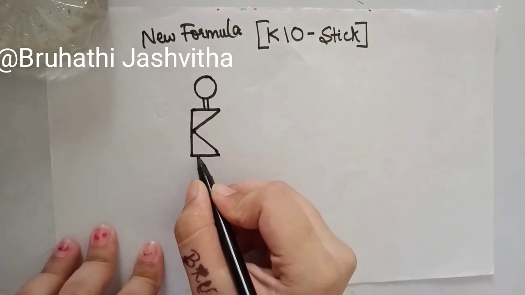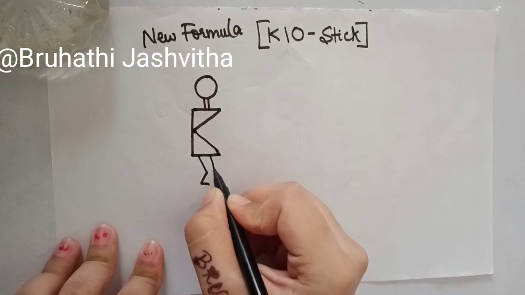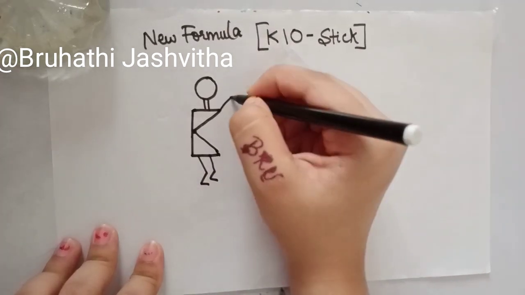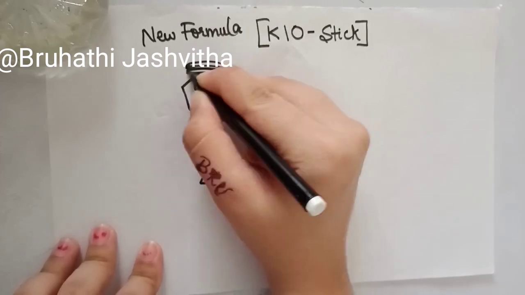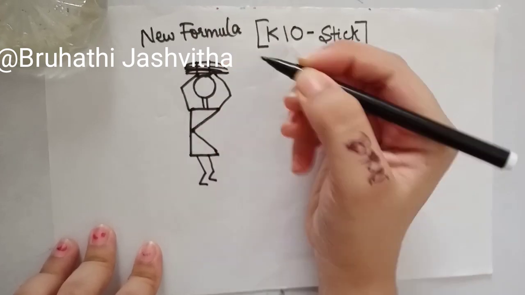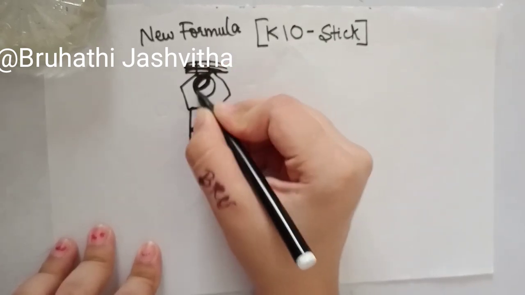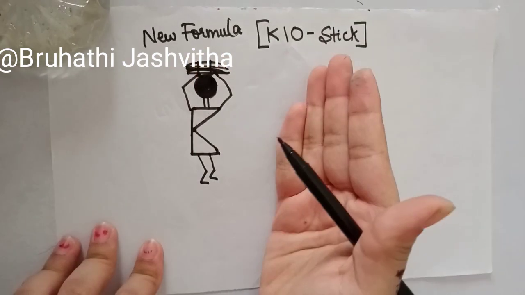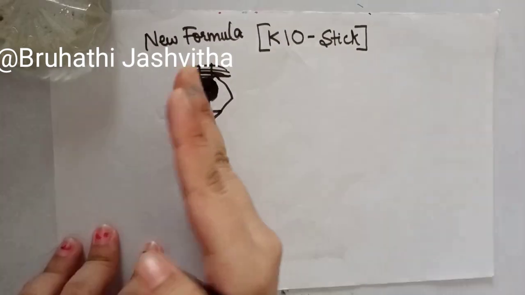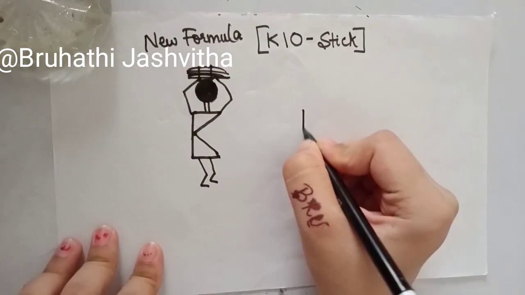Now we will use the formula stick to make the hands and legs of the Warli figure. Now we will make some grass on the top of the Warli figure. This is a side-facing Warli figure. Now we will make the opposite K and make the opposite side-facing Warli figure.